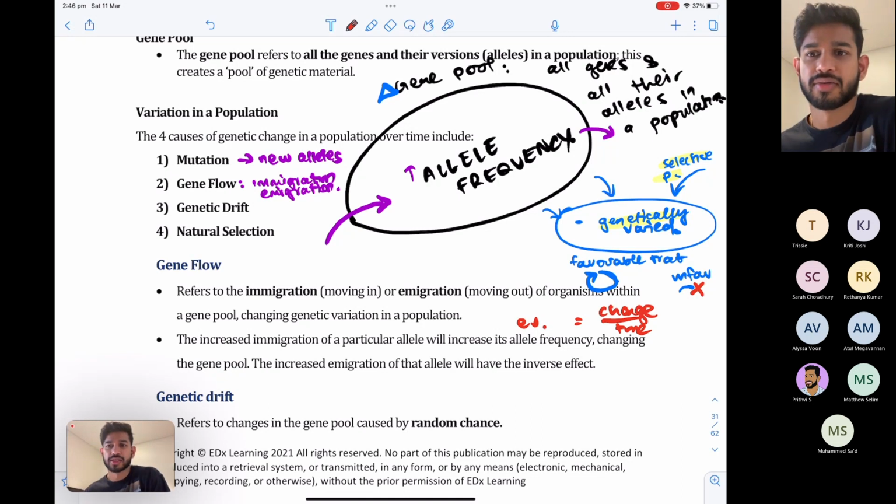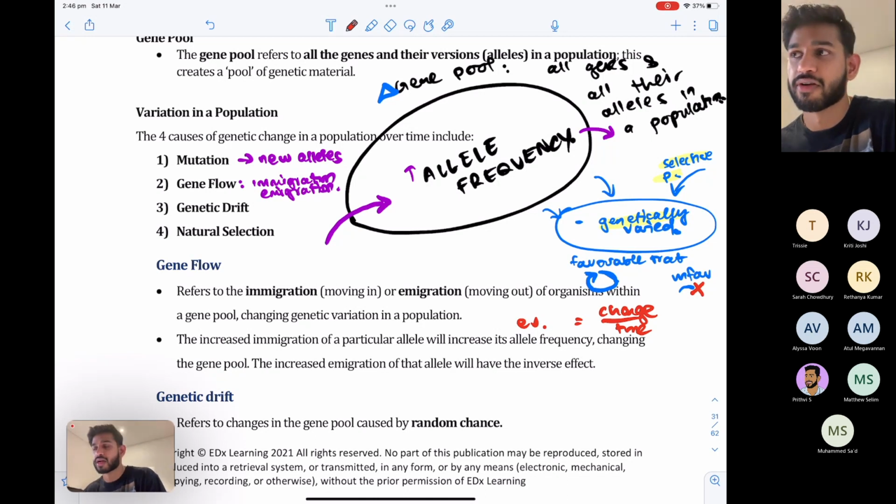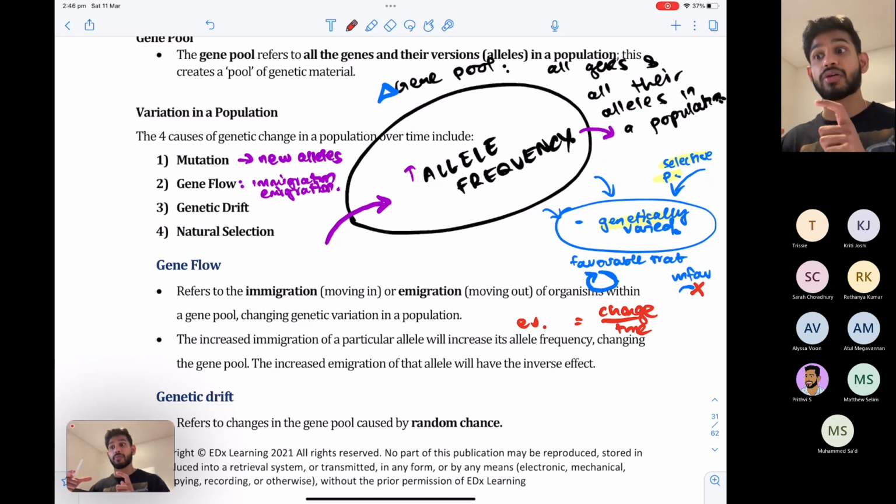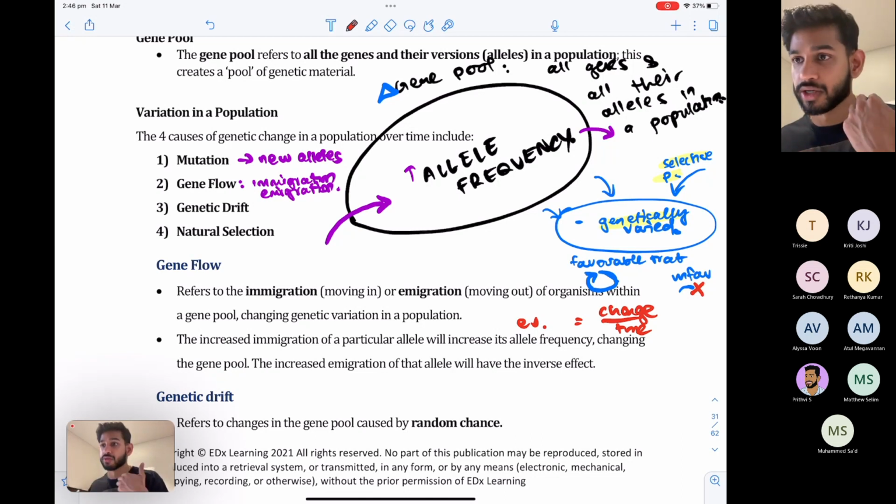Matthew, does an earthquake or a natural disaster kill organisms just based on random chance, or does it actually select favorable and unfavorable organisms? Just random chance. Random chance, right? And do you all agree that's going to change allele frequency as well? It wasn't due to people entering or leaving the population via migration. And it wasn't because new alleles were being created by a mutation. Hence, it is genetic drift.